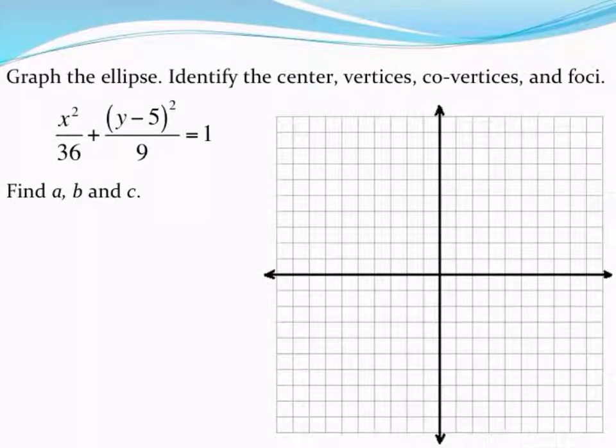To start graphing this ellipse, I'm going to first notice that I'm in standard form. X and Y are both squared, and it's equal to 1. This is a form that's, I think, the easiest to use to graph the ellipse.